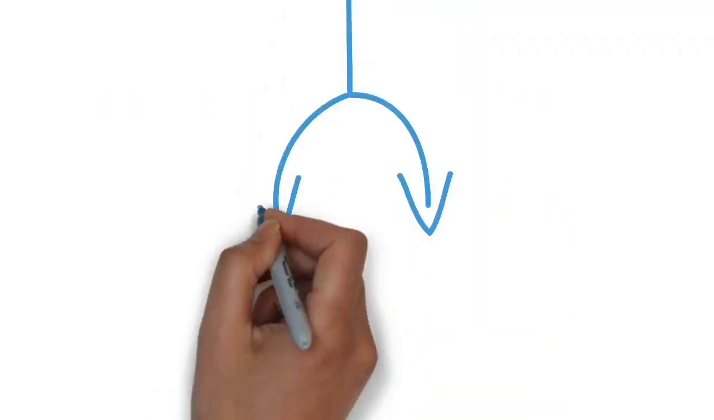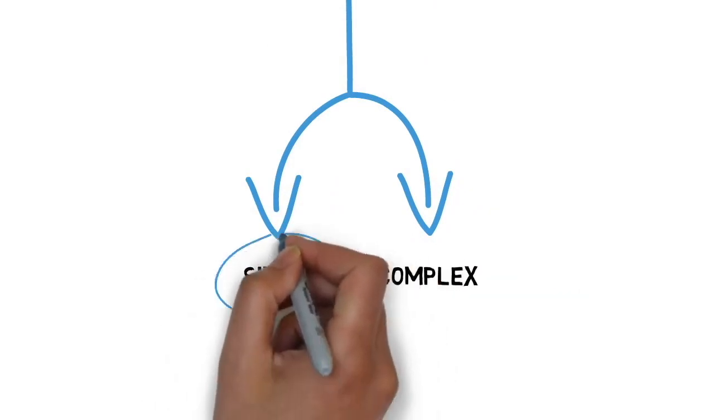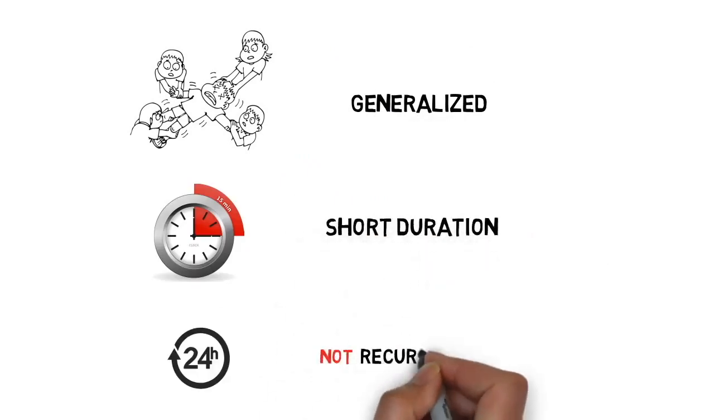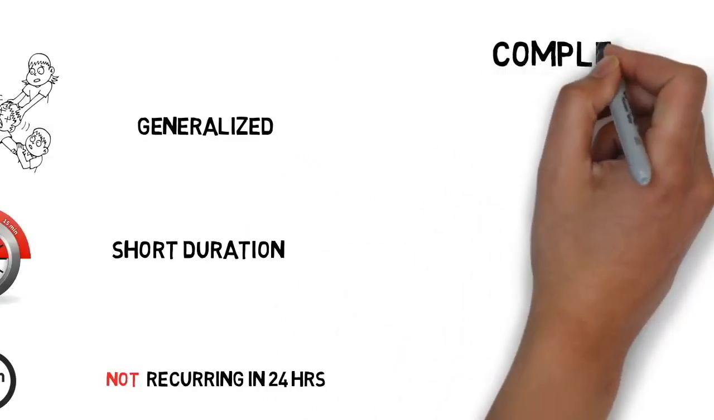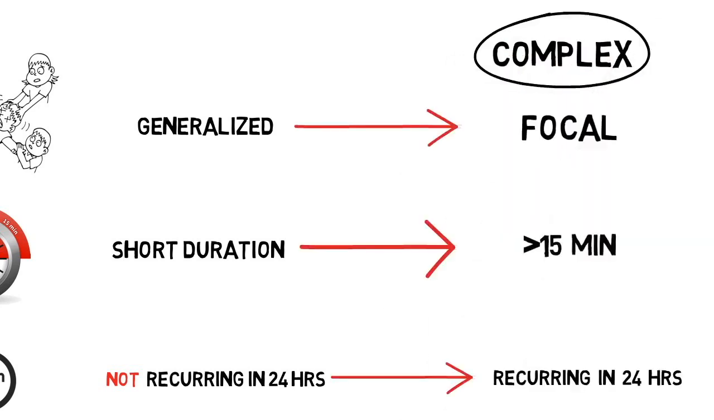Now, let's talk about the clinical presentation. We can have two different presentations, simple and complex. I'm going to tell you about the simple first. It needs to be a generalized seizure with a short duration and not recurring in a 24-hour period. Now, the complex is of course the opposite: focal, long duration, recurring in a 24-hour period.